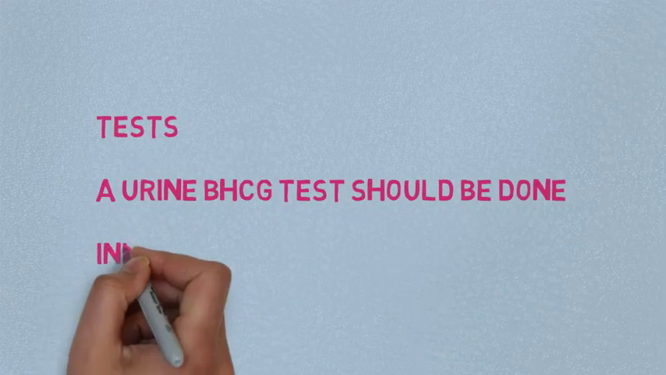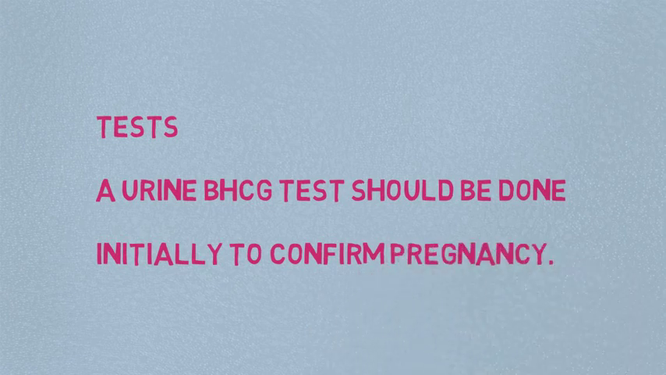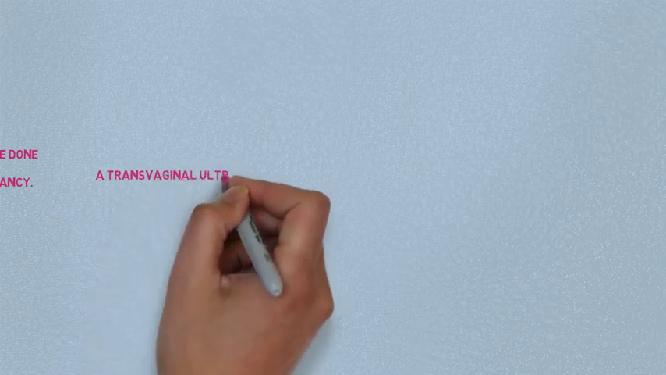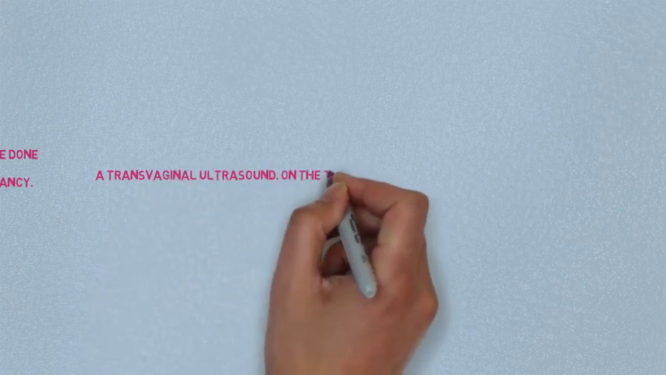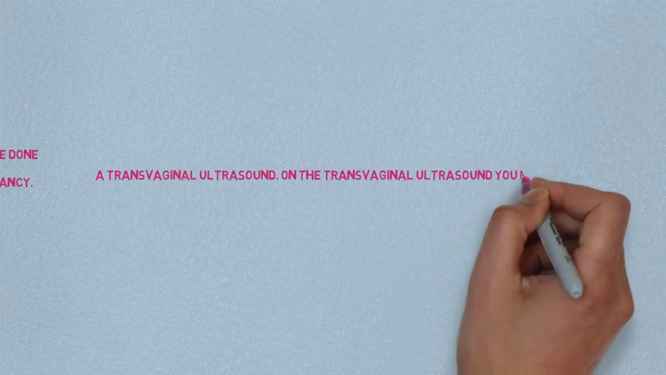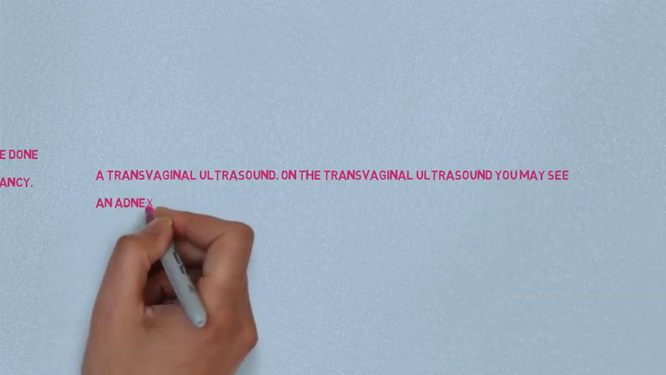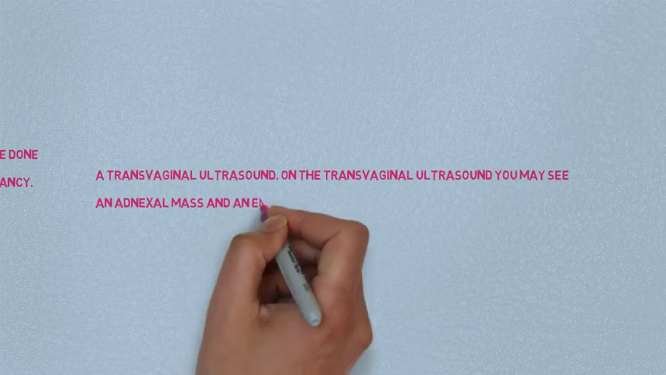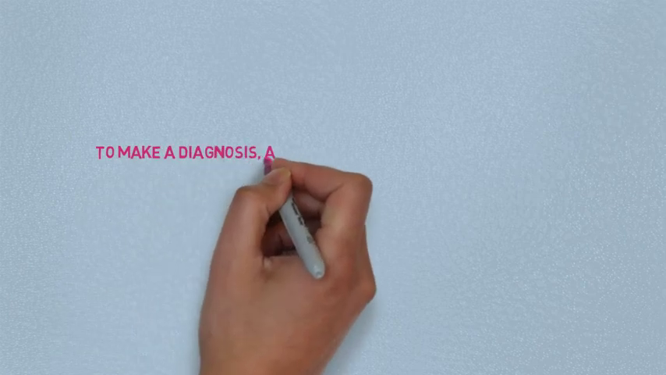So first of all, you would do a urine beta HCG test, and this will confirm pregnancy if they are in fact pregnant. Another investigation that is very useful is a transvaginal ultrasound, and on this ultrasound you may see an empty uterus. If they had a positive pregnancy test and an empty uterus, you would be thinking maybe this is ectopic pregnancy, and especially if they had a mass within the adnexa, that would point towards ectopic pregnancy.